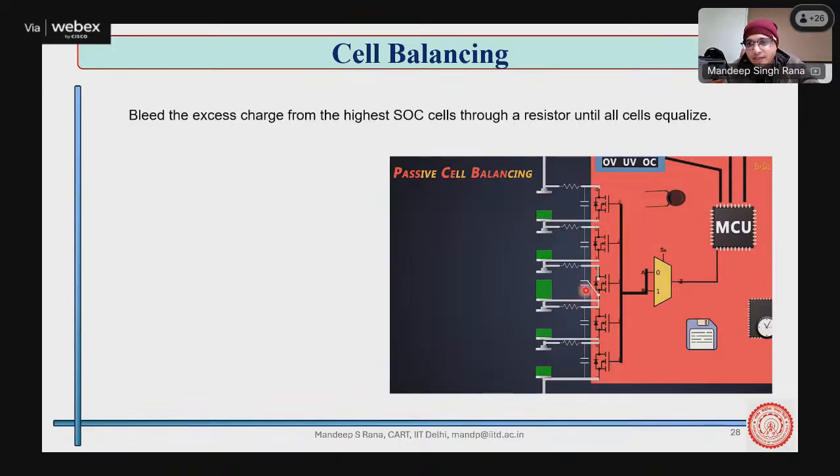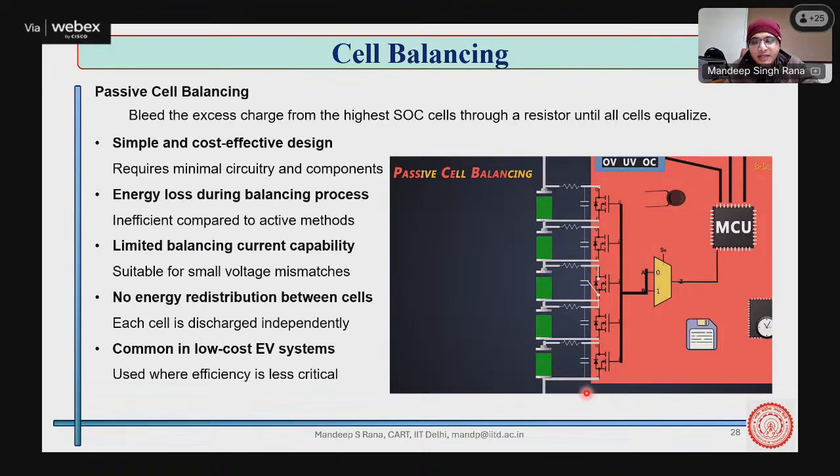Like there is a switch sitting there; it will turn on and cause a current which is actually discharging the battery that is being charged faster than the others, and let the current flow through the battery pack so that every other cell comes to the same level. So passive cell balancing is basically dumping power into a resistor, and through that we maintain the same voltage throughout the battery cell pack.